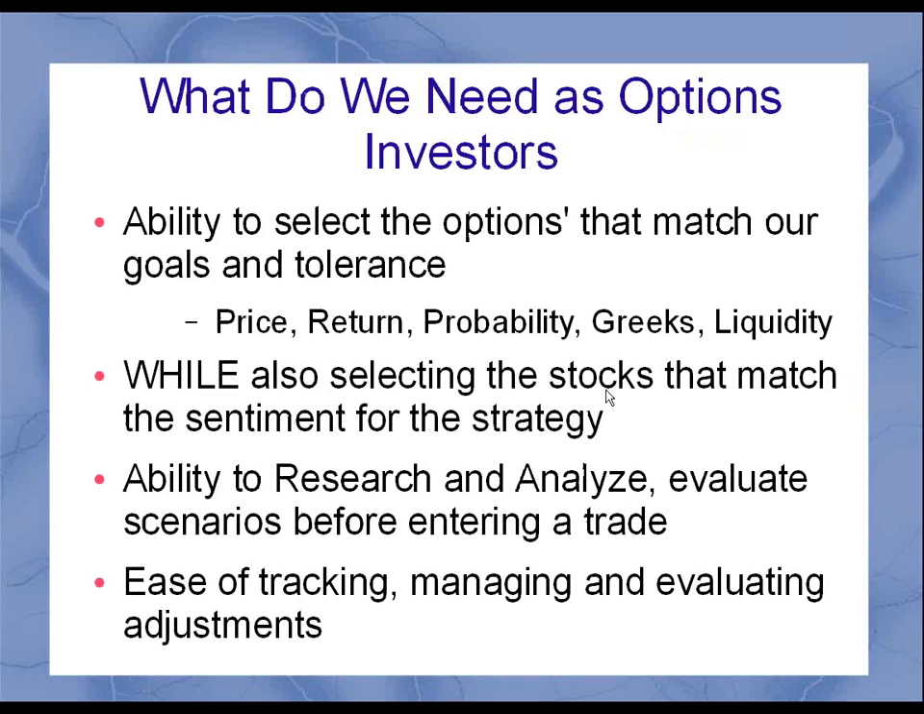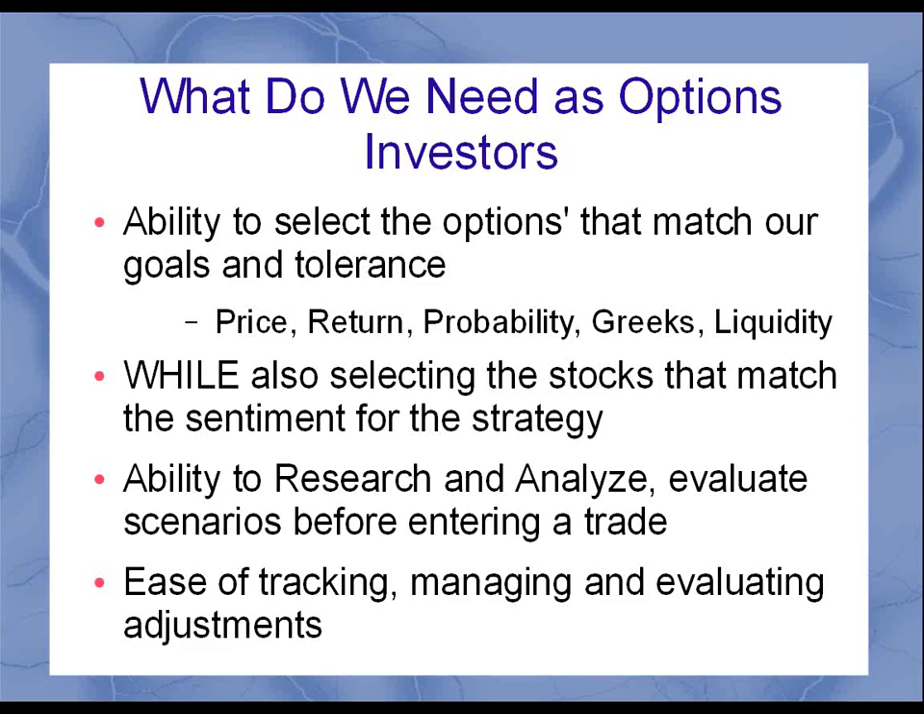We need to have the ability to select the options that match our goals and our tolerance. And what we mean by that are things that match the price that we want, or the premium that we're generating for selling, or what we're paying for buying calls or puts. Focus on the return that matches our goals for a monthly or weekly or maybe even far out in time. The probability is important. Some of you may use delta instead of probability. That's fine as well. Evaluation of some of the Greeks. And of course, we want to look for positions that have good liquidity.